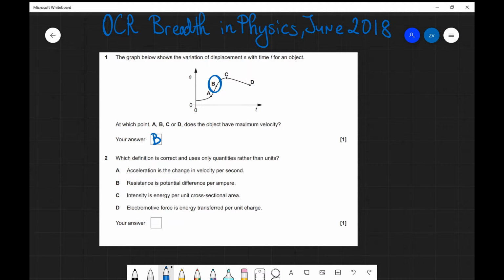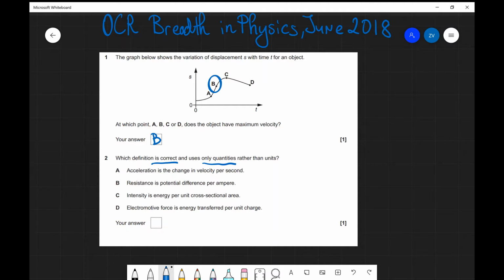which in this case is also the correct answer. Okay, well, let's have a read through question number two. Which definition is correct and uses only quantities rather than units? So it needs to be both correct and using only quantities.